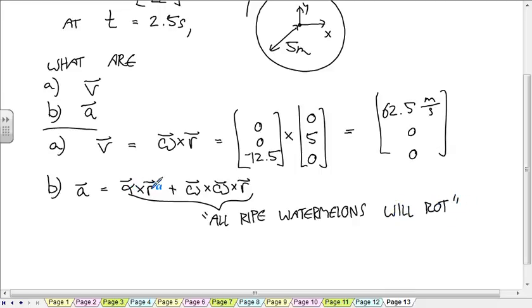Okay, so all ripe watermelons will rot. Never forget it. I mean, you can forget that fact about watermelons, but don't forget this formula.